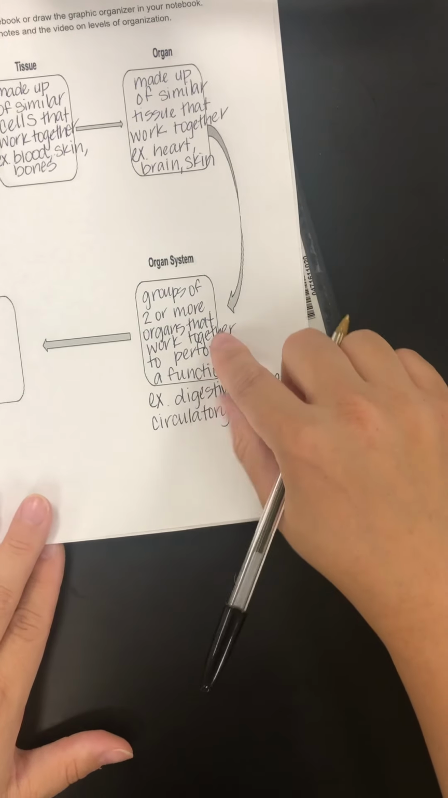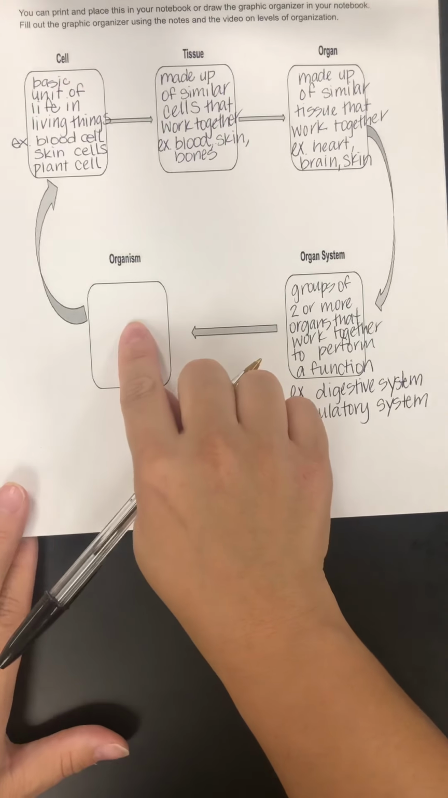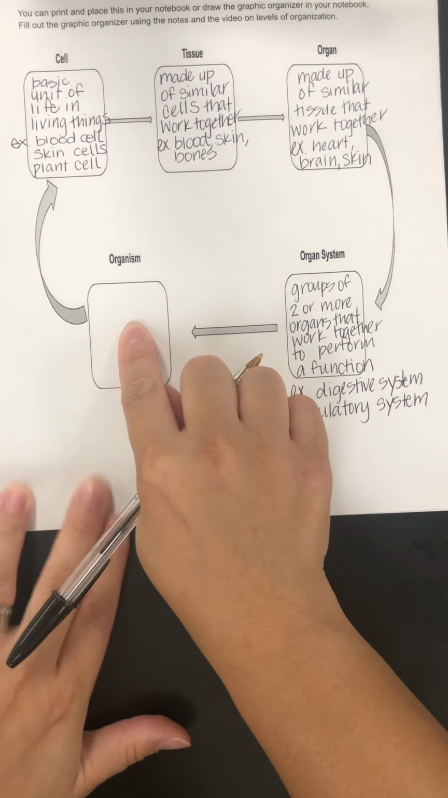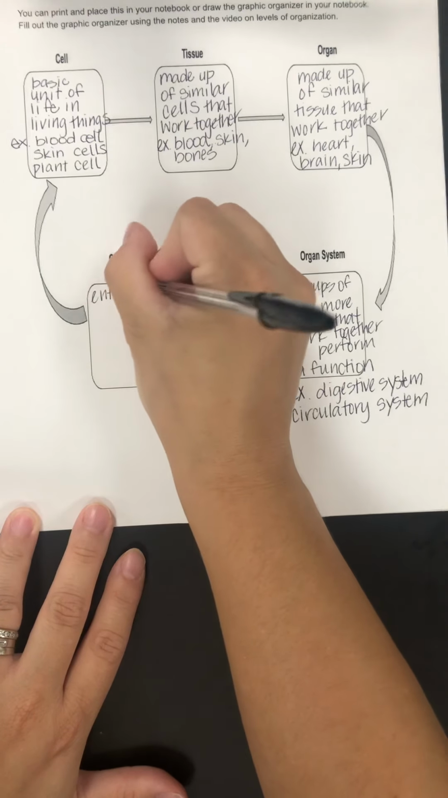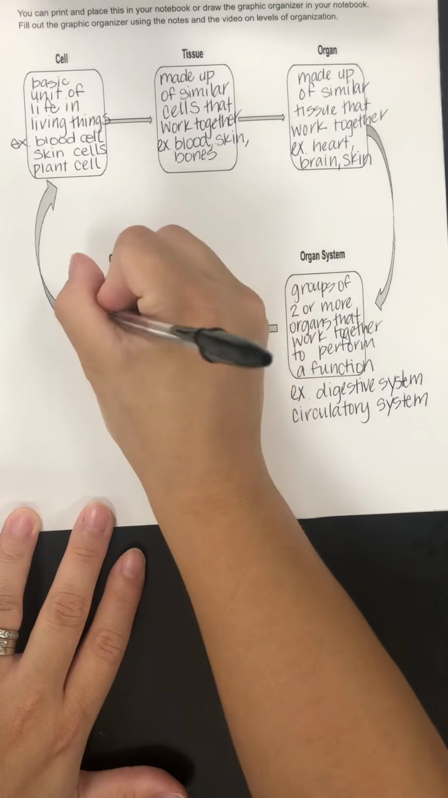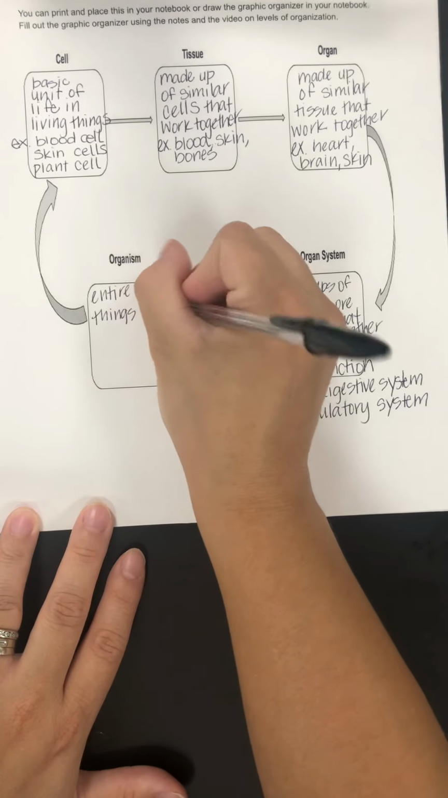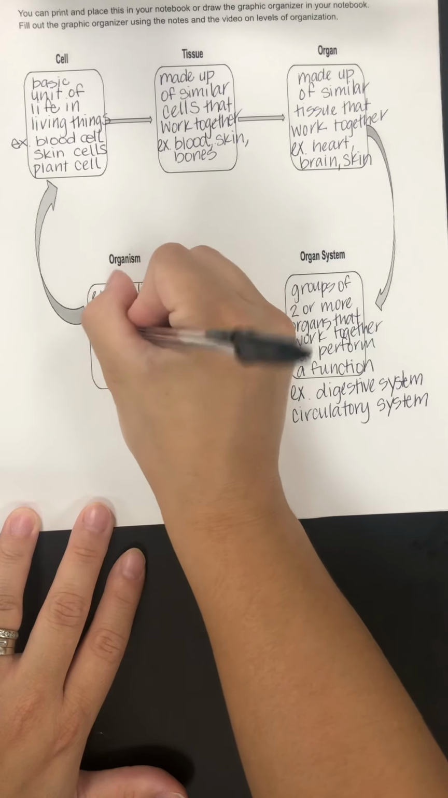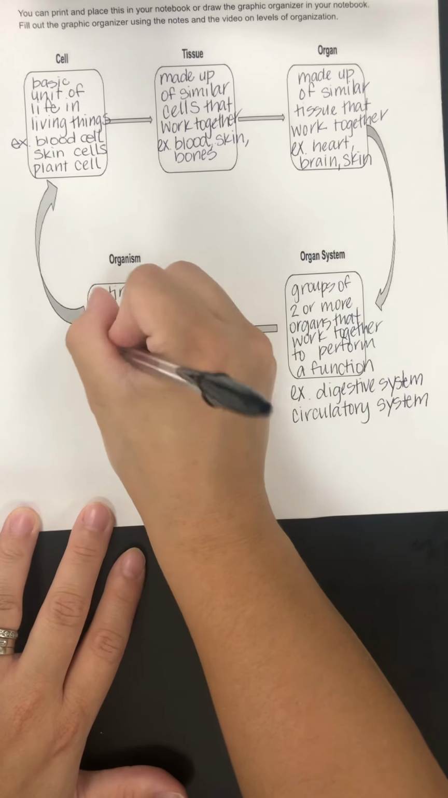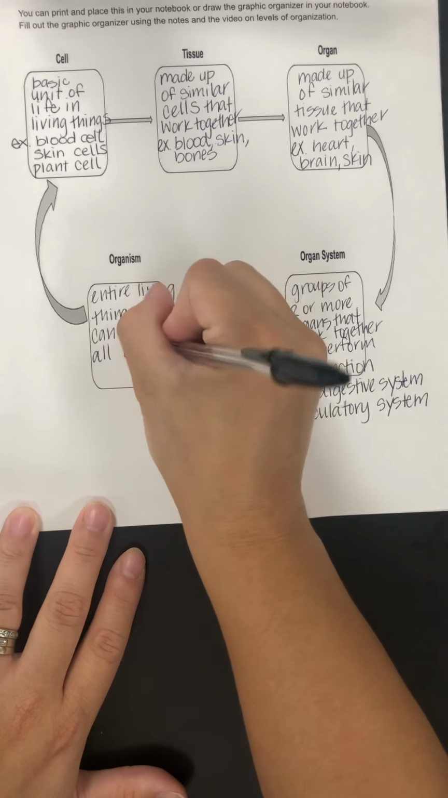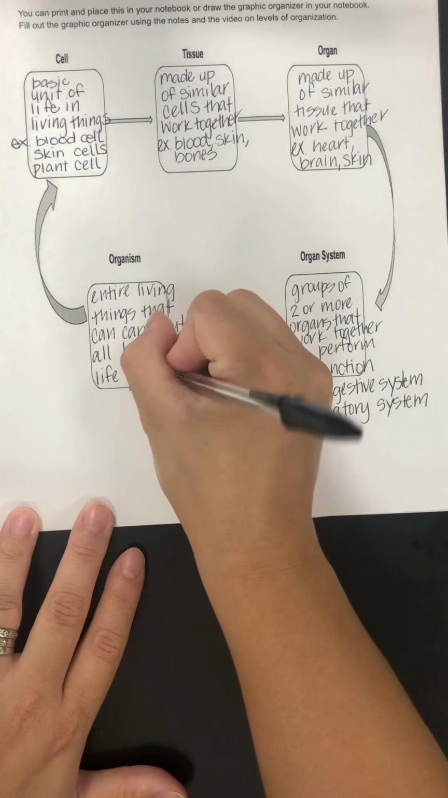Well, after we have a bunch of organ systems, now we move into organism. An organism is an entire living thing that can carry out all basic life processes.